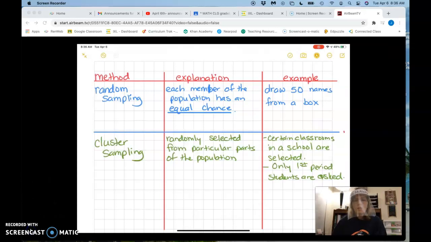Okay, so the next one is cluster sampling, and this is where a randomly selected part of the population is interviewed. So out of the entire school, they might only ask the seniors, and out of all the seniors, they're going to randomly pick seniors to ask their questions to. Another example is in our example column: certain classrooms in a school are selected, like maybe all the history classes are selected. But then out of all the history classes, they only interview the first period students.